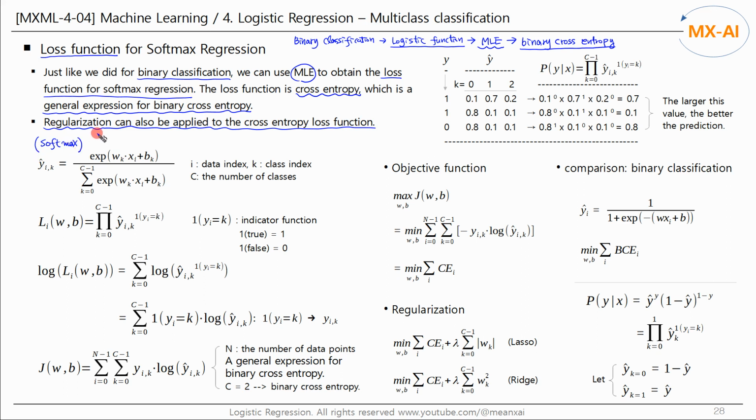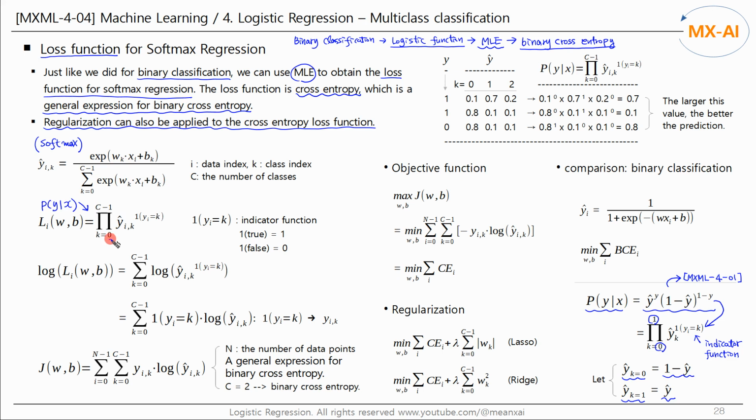In binary classification, the probability of y is expressed as follows. Please refer to this video for this expression. Using the indicator function, it can be expressed as follows. The classes are 0 and 1. The probability that the class is 1 is y hat, and the probability that the class is 0 is 1 minus y hat. Even for multiclass classification, this probability can be written as follows.